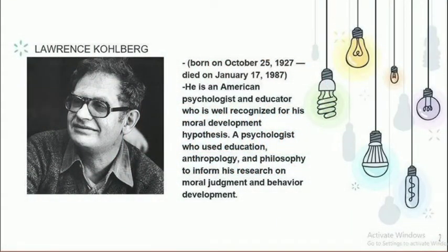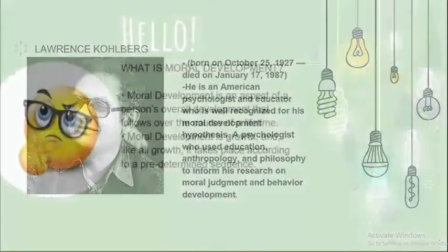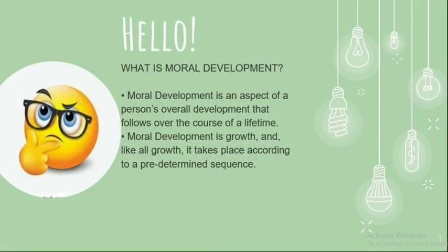And now, let's talk about Lawrence Kohlberg. Lawrence Kohlberg was born October 25, 1927. He died on January 17, 1987. He is an American psychologist and educator who is well recognized for his moral development hypothesis. He is also a psychologist who used education, anthropology, and philosophy to inform his research on moral judgment and behavior development.